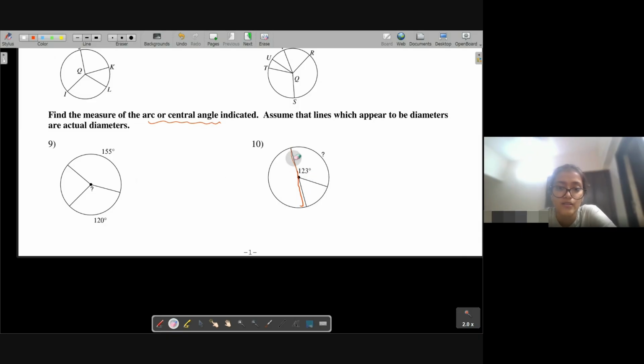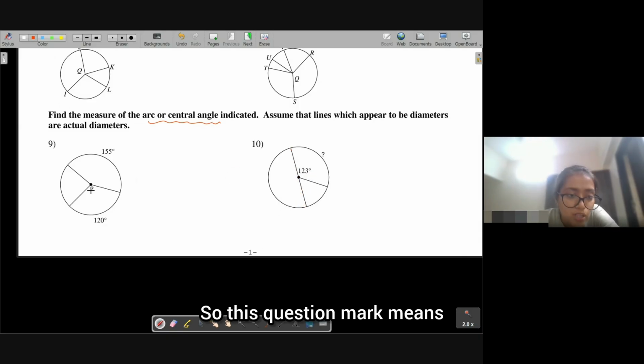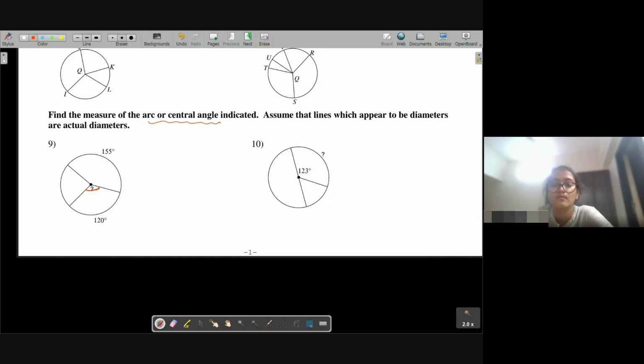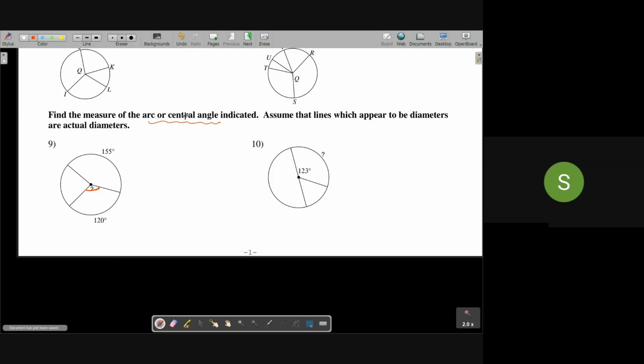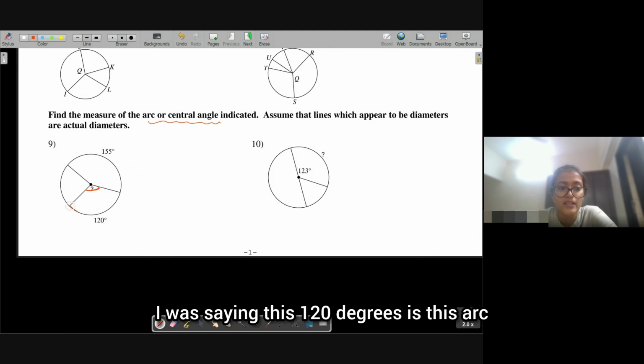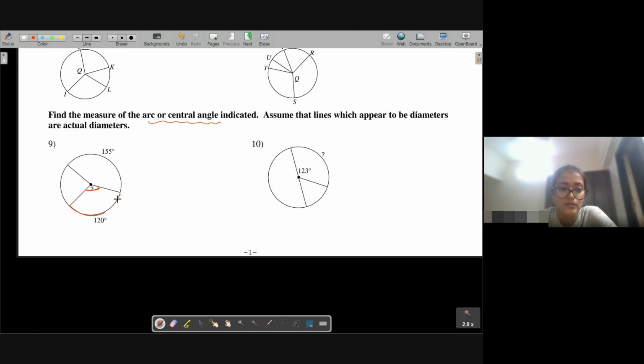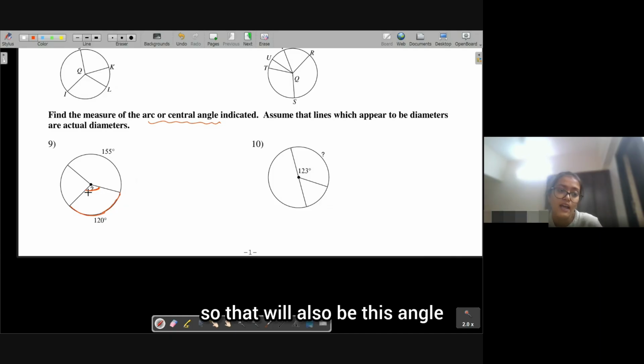Okay, so this question mark means that we want to find out this angle. So can you tell me how much is this angle? I was saying this 120 degrees is this arc. This arc measures 120 degrees. So that will also be this angle.